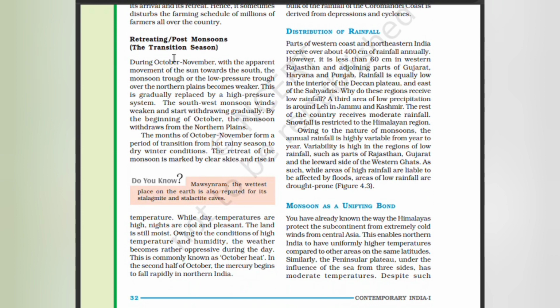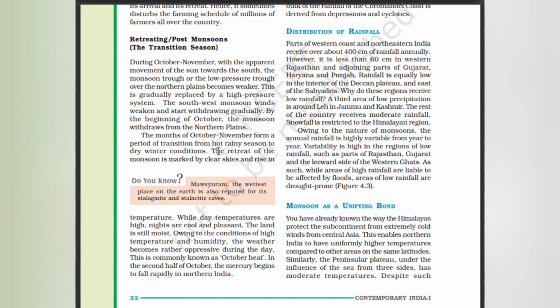Retreating monsoon, the transition season. During October-November, with the apparent movement of the sun towards the south, the monsoon trough or the low pressure trough over the northern plains becomes weaker. This is gradually replaced by a high pressure system. The southwest monsoon winds weaken and start withdrawing gradually. By the beginning of October, the monsoon withdraws from the northern plains.